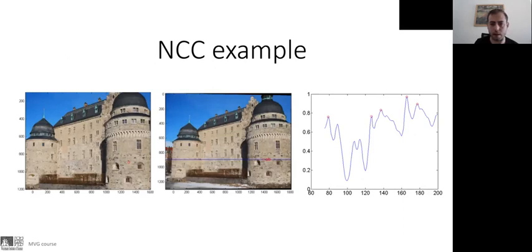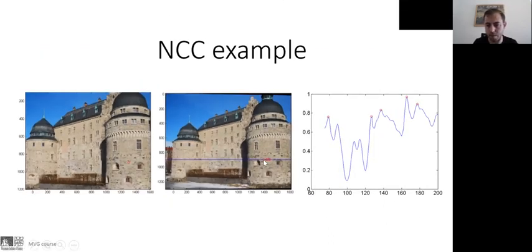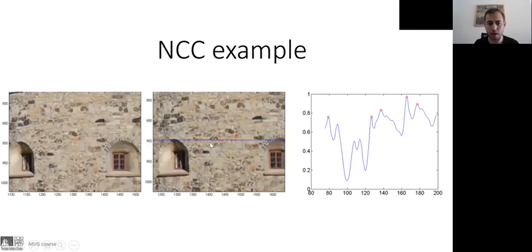In this case, you can see the normalized cross-correlation computation. You see this pixel in the left image and the corresponding epipolar line in the second image. For each point, we mark the normalized cross-correlation, and you can see some peaks marked here. There are several peaks, but the peak with the largest NCC is actually the correct correspondence.